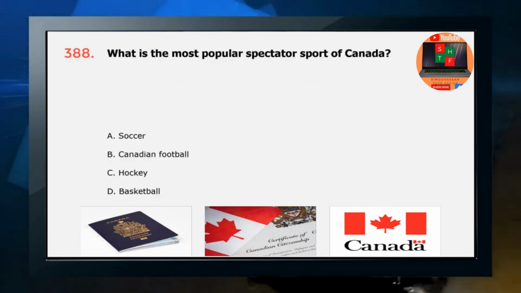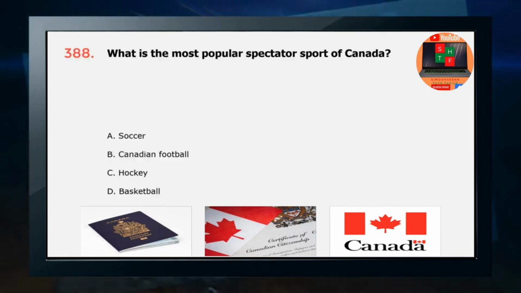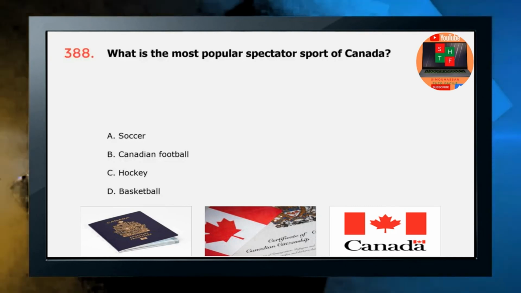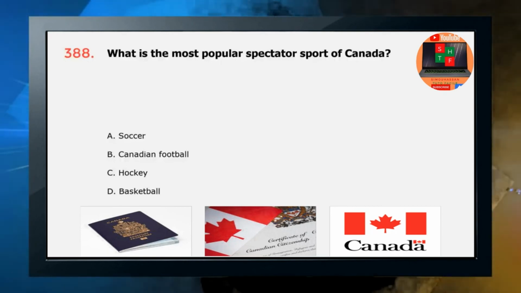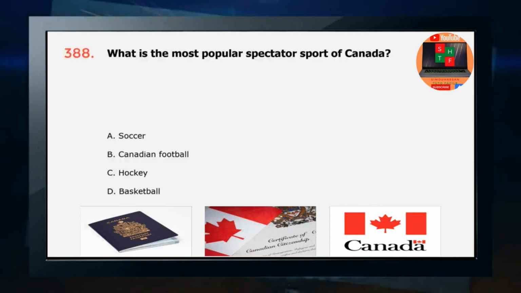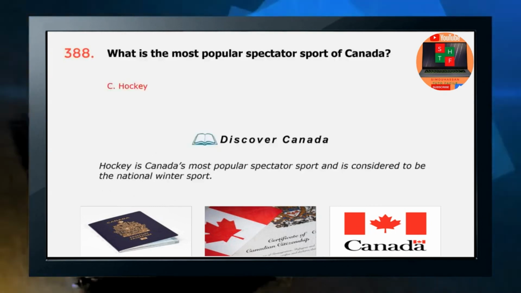Question 388. What is the most popular spectator sport of Canada? A. Soccer. B. Canadian football. C. Hockey. D. Basketball. The answer is C. Hockey.